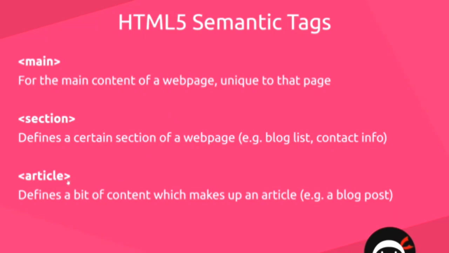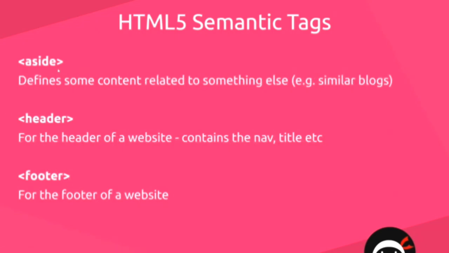We also have an article tag, which I just showed you, and that's going to define a bit of content which makes up some kind of article. That could be a blog post, or it could be a news post or something else like that. We also have an aside, and that's going to define some content that's related to something else. For example, inside an article at the bottom we could have a little section that is for similar blogs, and that could be an aside because it's still to do with the article, it's related to it, but it's not exactly part of the article, it's an aside. So we'd have those in an aside tag.